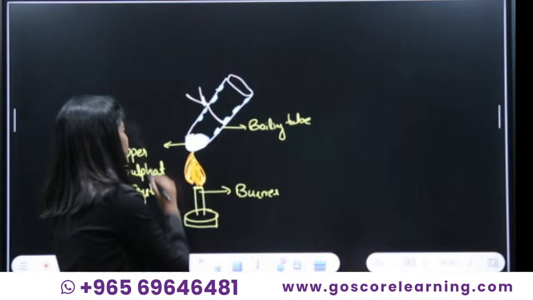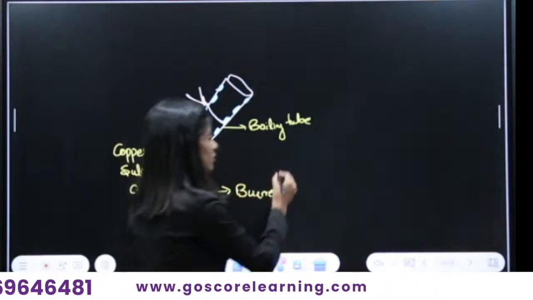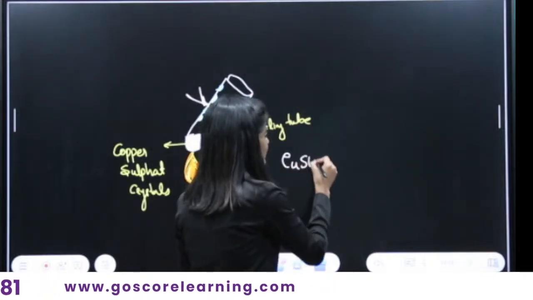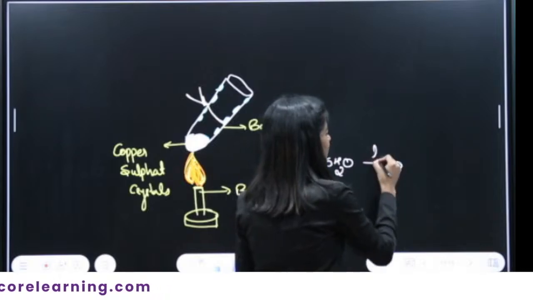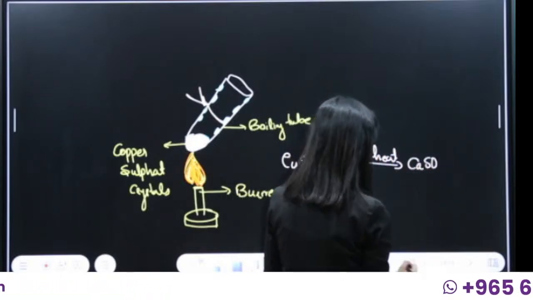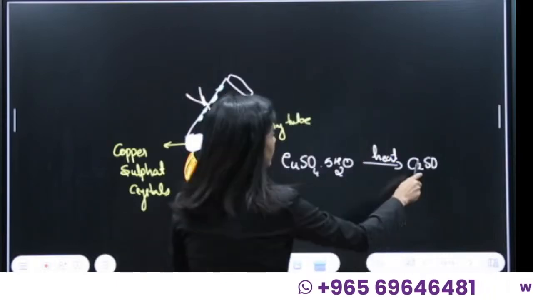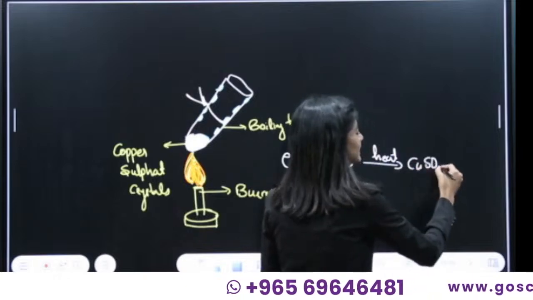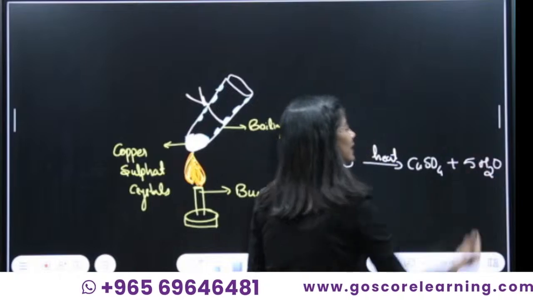So I'm writing down the equation. Take the hydrated copper sulfate, CuSO4·5H2O. Just heat it, so that we get anhydrous copper sulfate, CuSO4, and 5 water molecules will be liberated from the test tube.